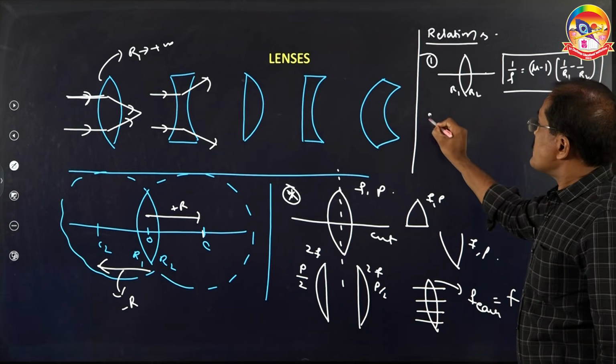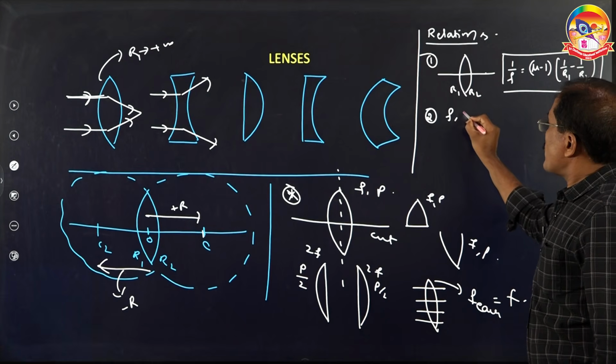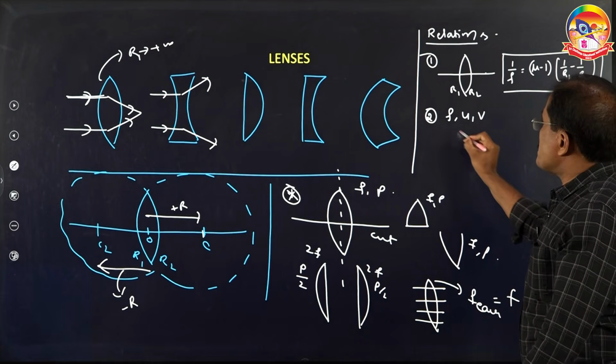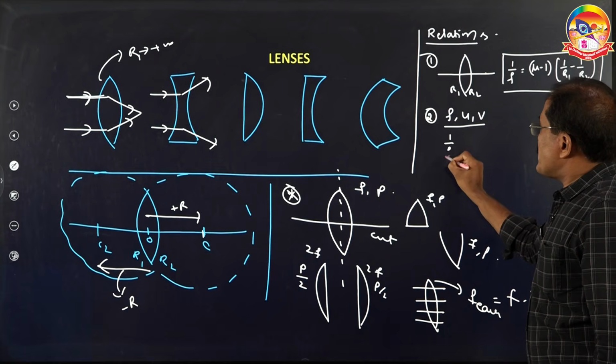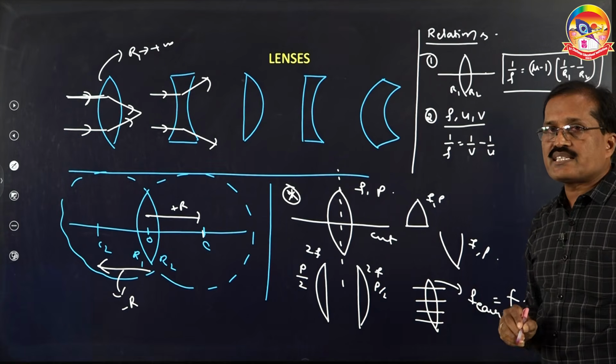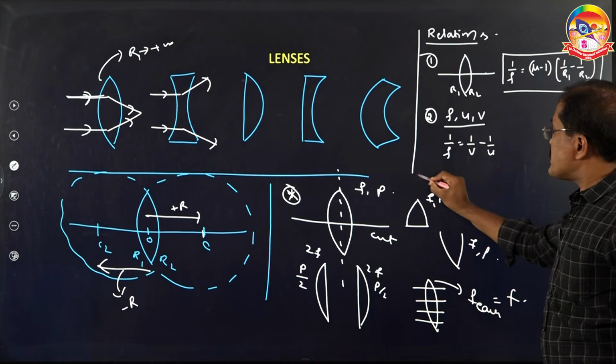Now the second formula, the f, u and v relation. 1 by f is equal to 1 by v minus 1 by u in the case of lenses, while in the case of mirrors it is plus, okay, with image distance, object distance and other things.